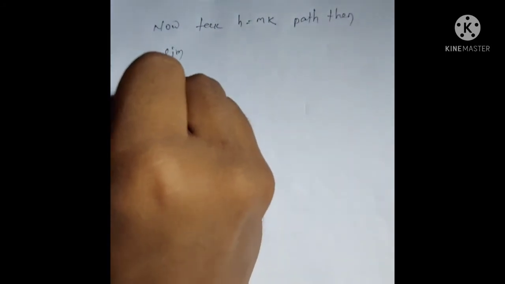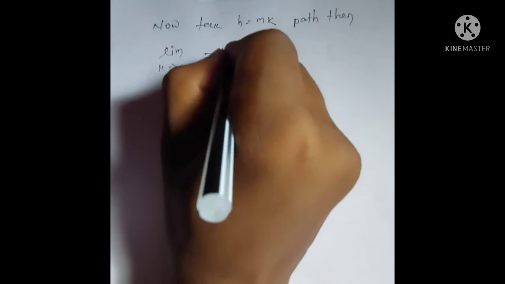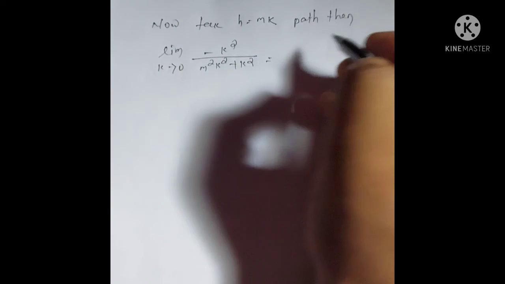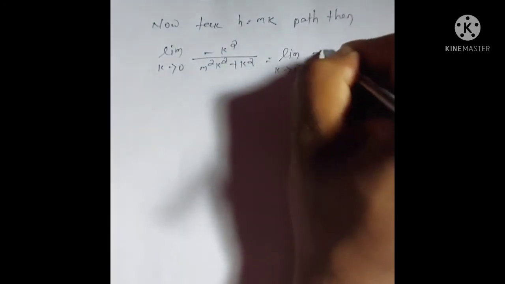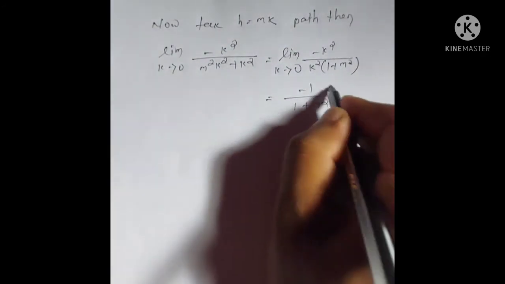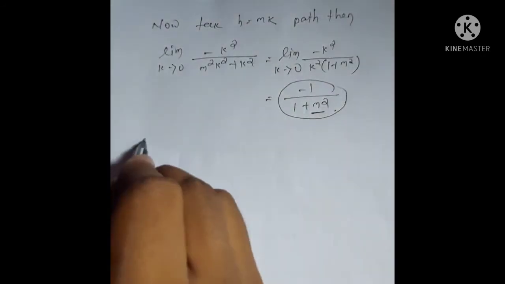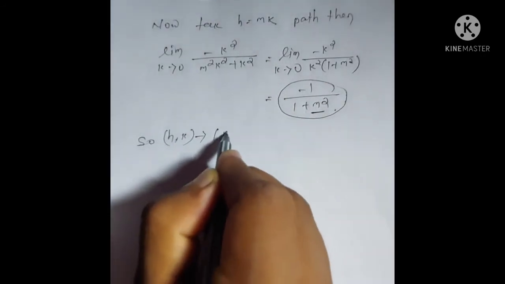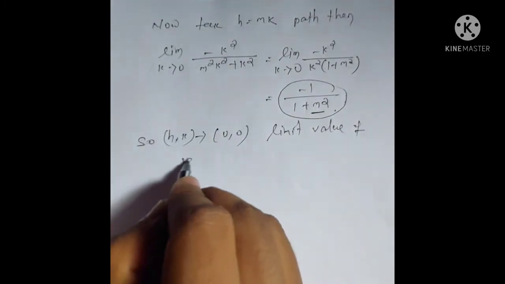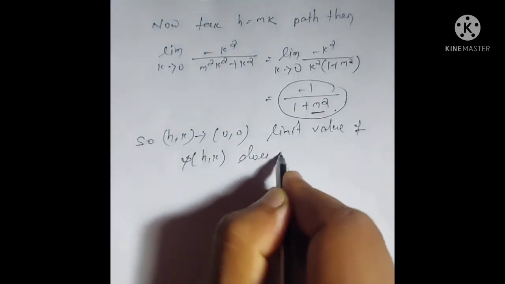Take the path h is equal to mk. Then the limit as k tends to 0 of minus k square divided by (m square k square plus k square) is equal to the limit as k tends to 0 of minus k square by k square into (1 plus m square), which is equal to minus 1 by 1 plus m square, and this value is different for different m. So when hk tends to origin, the limit value of phi of hk does not exist.